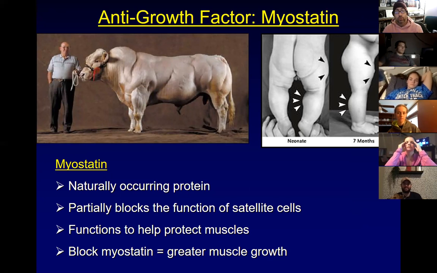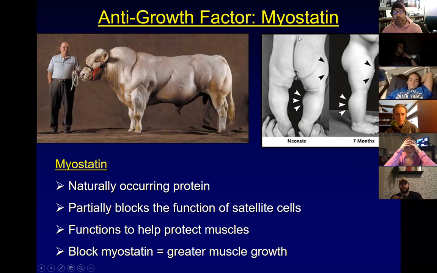All right, so we'll finish with the opposite of all of this. We'll finish with something that I call an anti-growth factor. It's called myostatin. This is a Belgian blue bull. This bull has never lifted a weight in his life, and yet he appears super jacked. The reason he appears super jacked is that he lacks a protein called myostatin. This baby here has quads and things. This baby, for the most part, lacks myostatin.